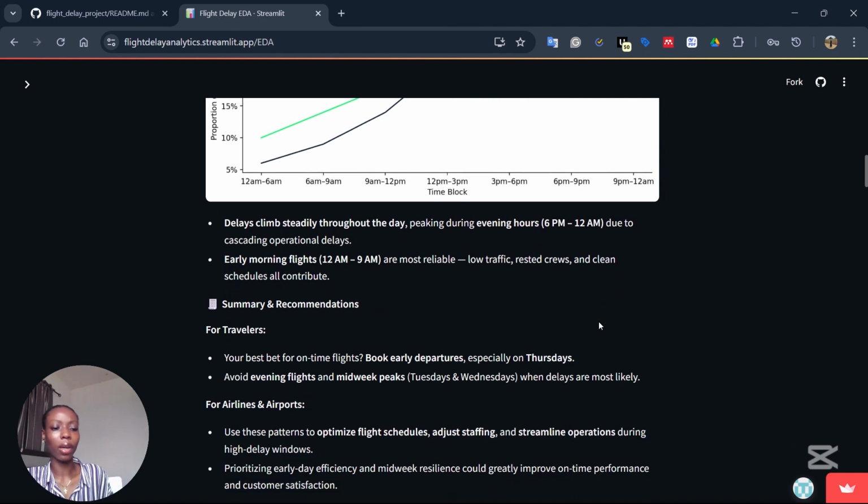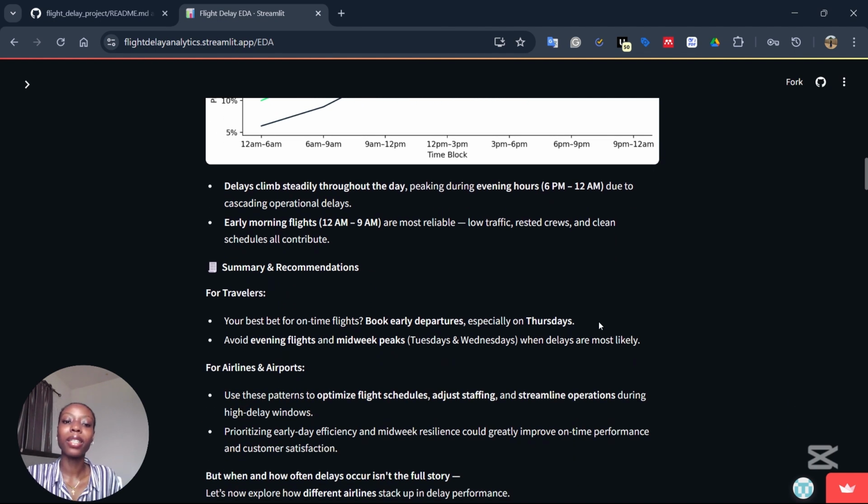So, what is the summary recommendation so far? For travelers, your best bet for on-time flights, right? Book early departures, especially on Thursdays. Avoid evening flights and midweek peaks, that's on Tuesdays and Wednesdays, when delays are most likely to occur, and even on weekends, you will definitely get delayed. For airlines and airports, right, use these patterns to optimize flight schedules, adjust staffing and streamline operations during high delay windows. Prioritizing early-day efficiency and midweek resilience could greatly improve on-time performance and customer satisfaction.